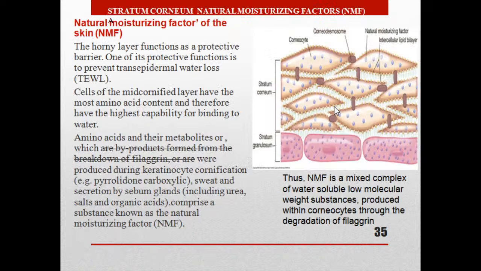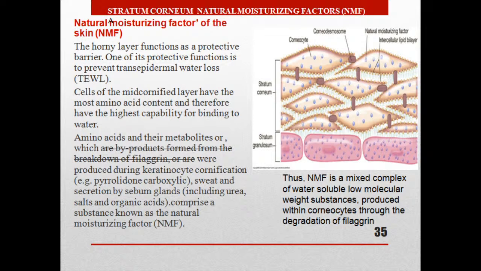Natural moisturizing factor. The horny layer functions as a protective barrier. One of the protective functions is to prevent transepidermal water loss. Cells of the mesocornified layer have the most amino acid content and therefore have the highest capability for binding to water.